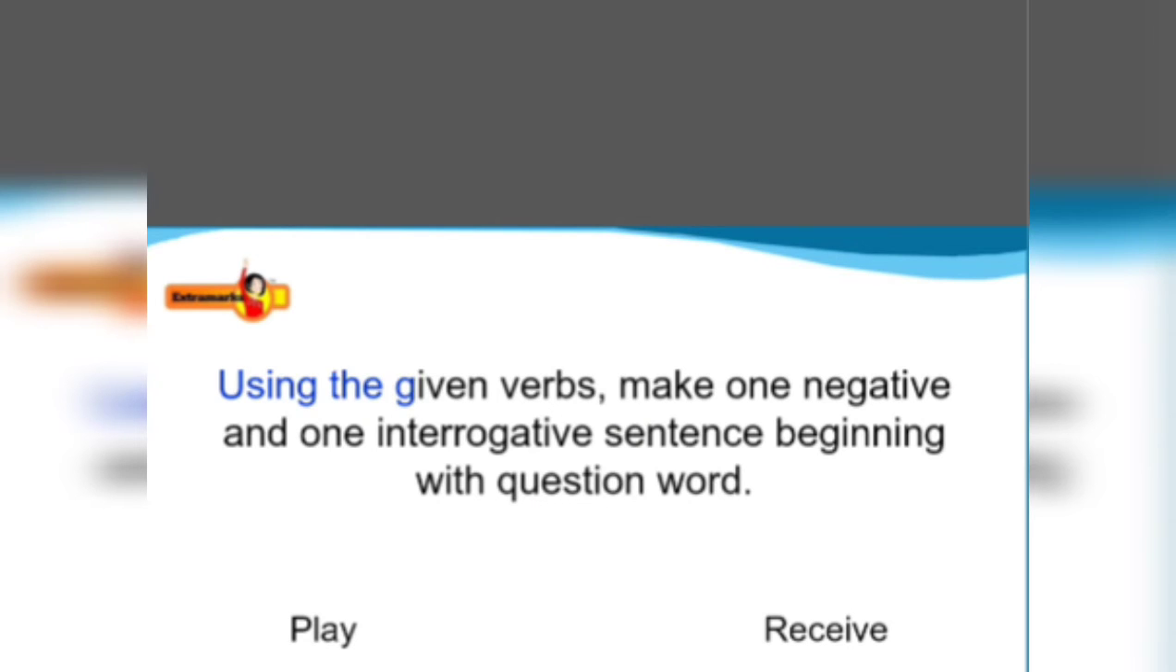Practice time. Using the given verbs, make one negative and one interrogative sentence beginning with question word. The verbs given to you are play, drive, sing, teach, receive.